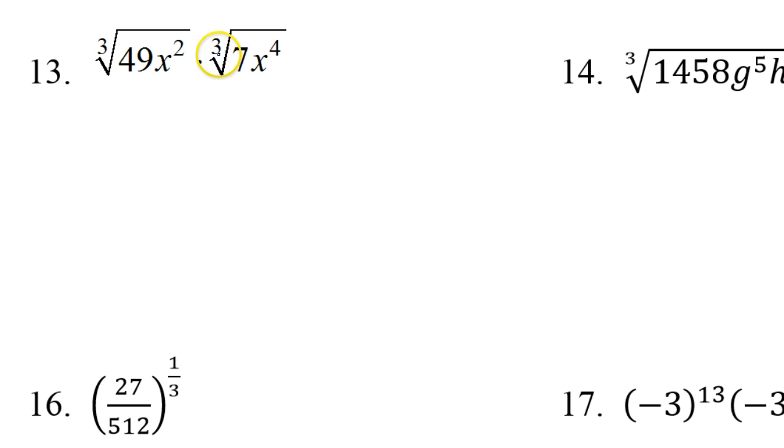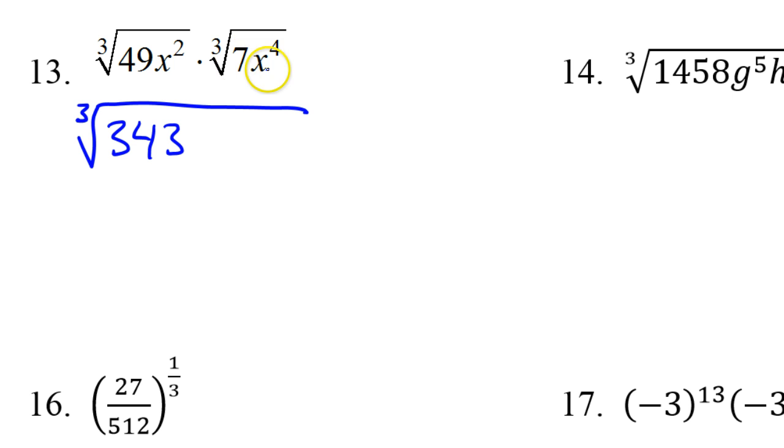Because the roots are the same, I can put these under one roof. I can basically multiply these together. The roots have to be the same to be able to do this. But so 49 times 7. Help me out. What's 49 times 7, people? 343. Okay, so I've got 343.